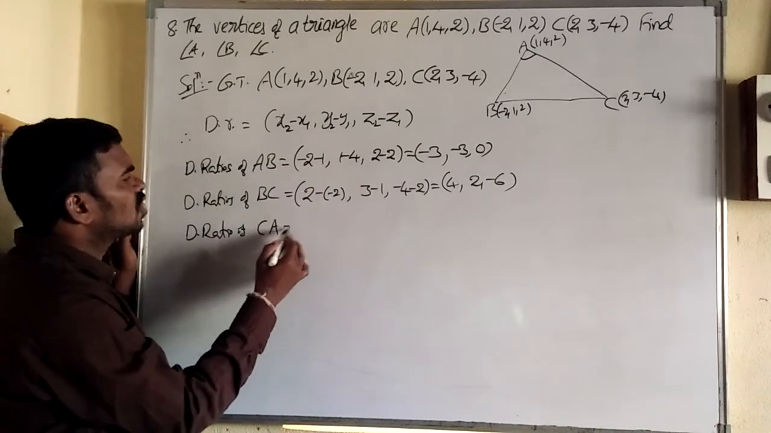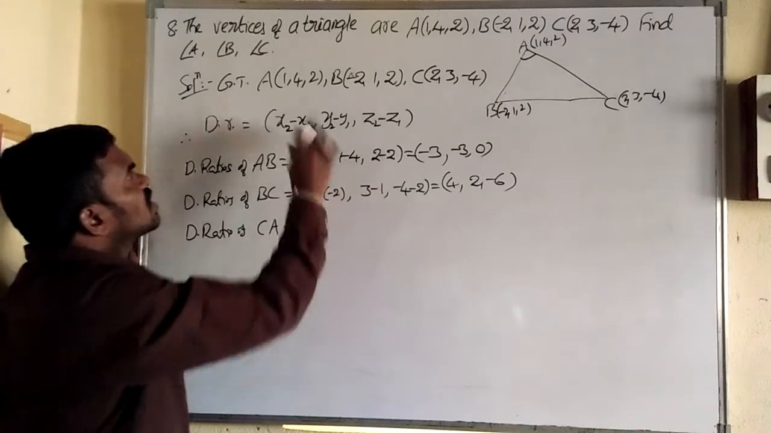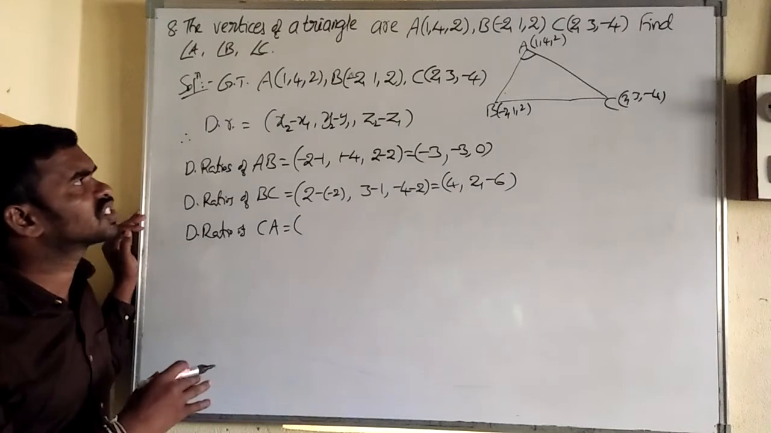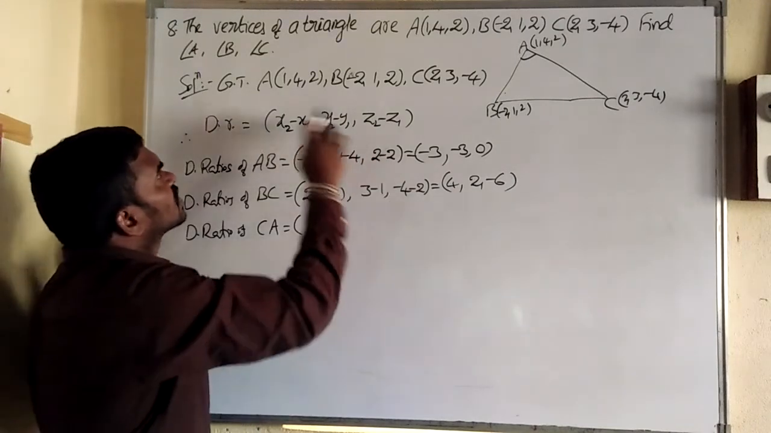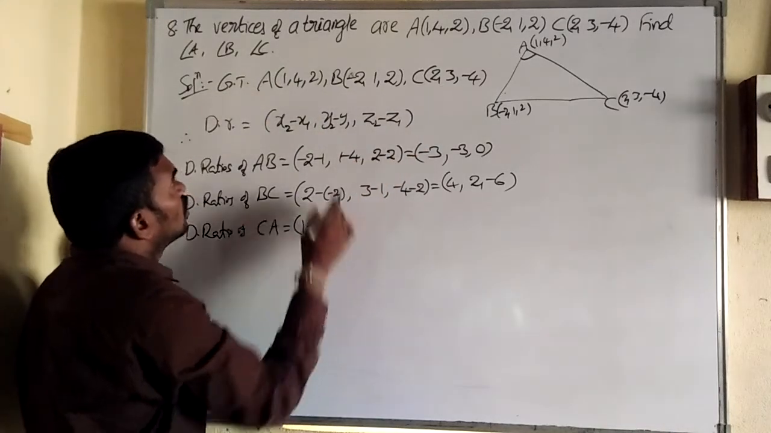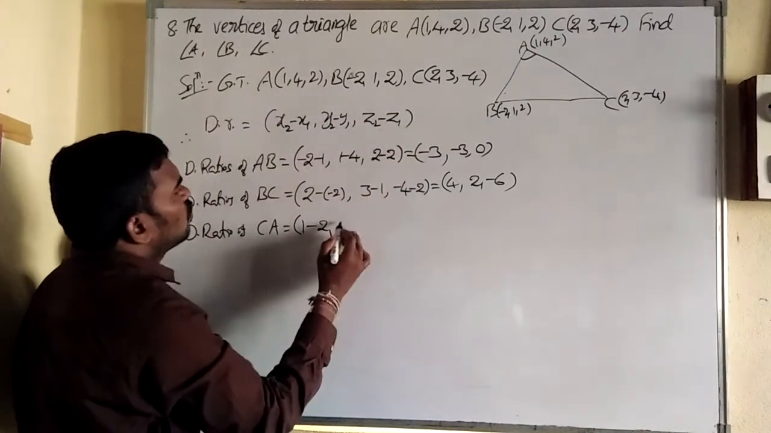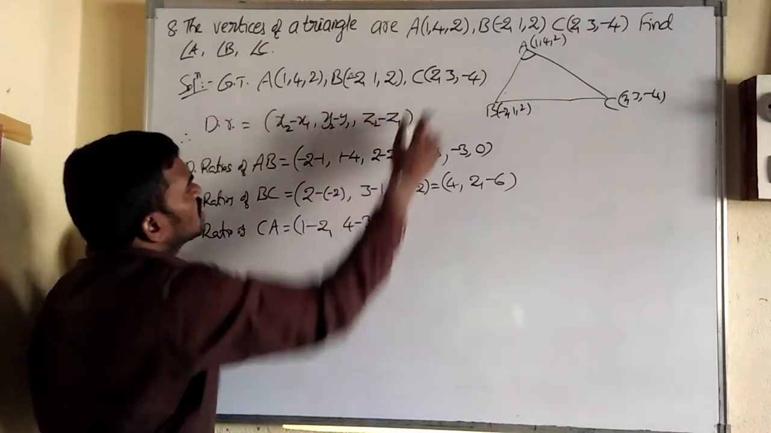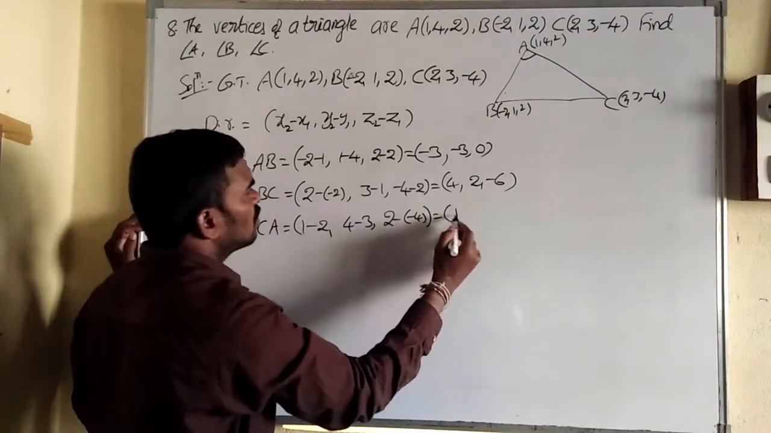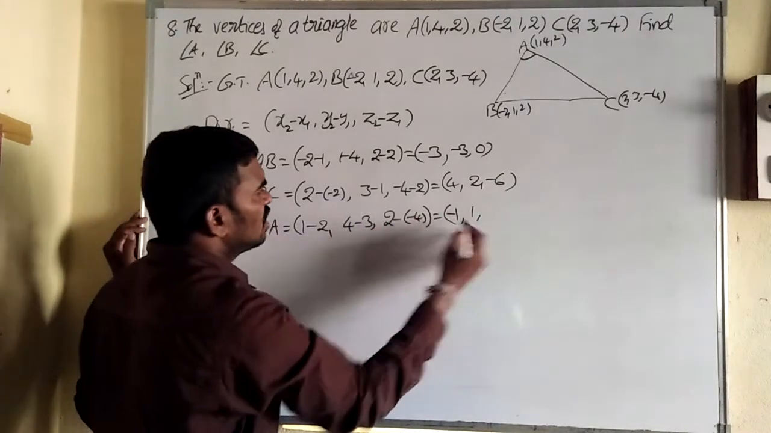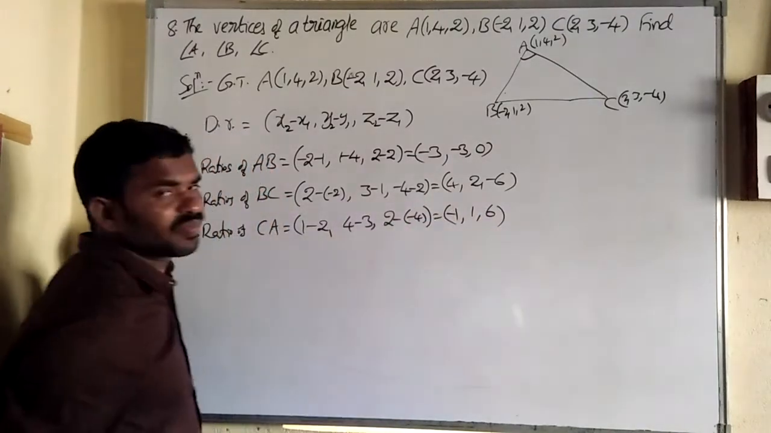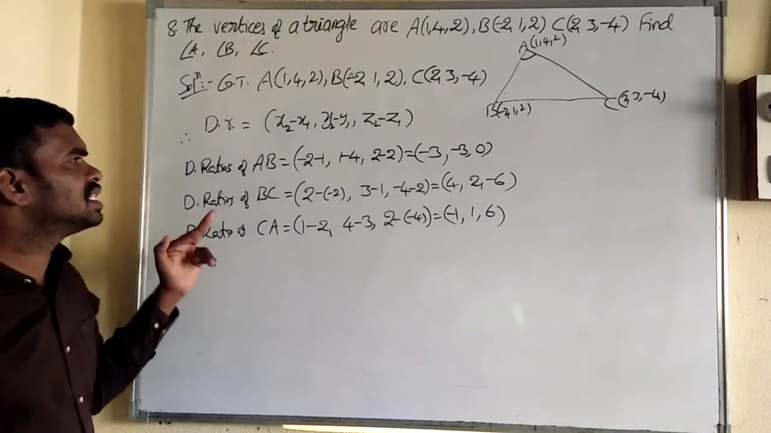Next, the direction ratios of the third one, CA. For C and A, take any one as x1, y1, the other as x2, y2. So we get x2 minus x1: 1 minus 2, y2 minus y1: 4 minus 3, z2 minus z1: 2 minus of minus 4. So which is equal? 1 minus 2 is minus 1, 4 minus 3 is 1, 2 plus 4 is 6. So these are the direction ratios of AB, BC, CA.